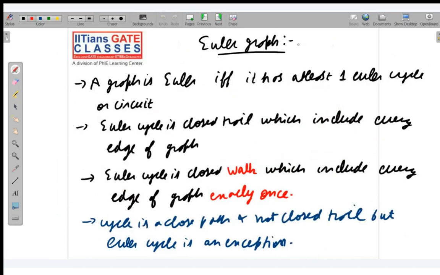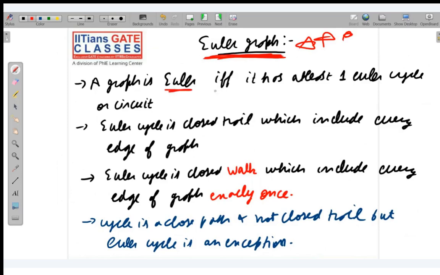Okay, so now we are going to start another very important topic. Many times questions have been asked. It is Euler graph. Somebody calls them as Euler. It is not Euler, it is Euler. We should pronounce this properly. It is the name of the scientist, so we should pronounce this properly. Otherwise he will feel bad that my name is not pronounced properly. So it is Euler.